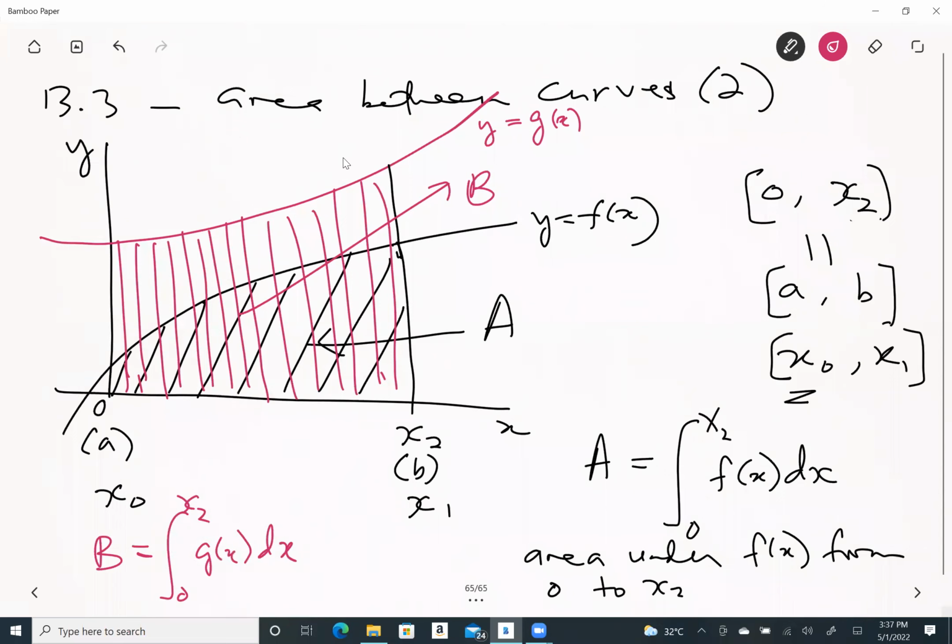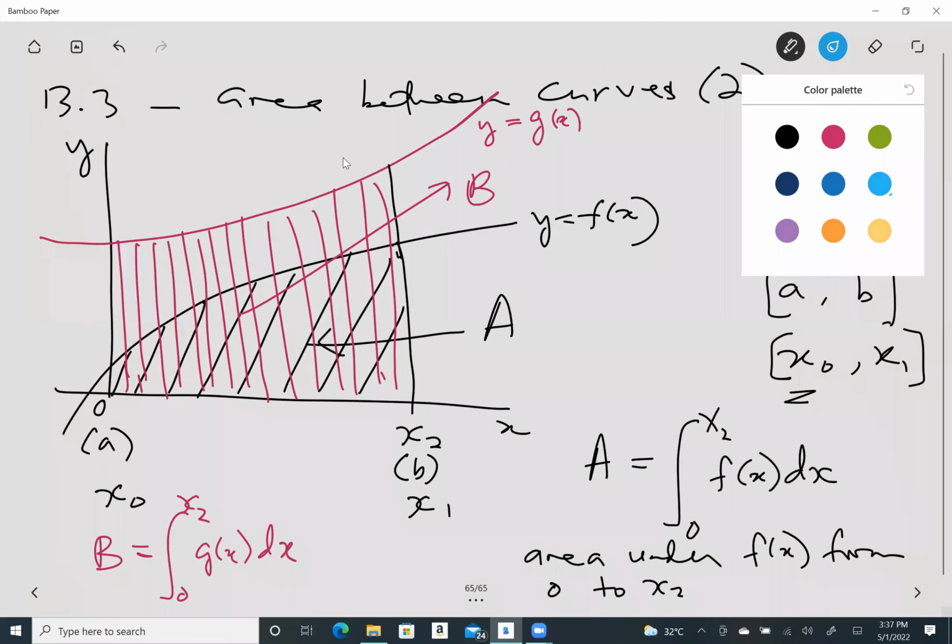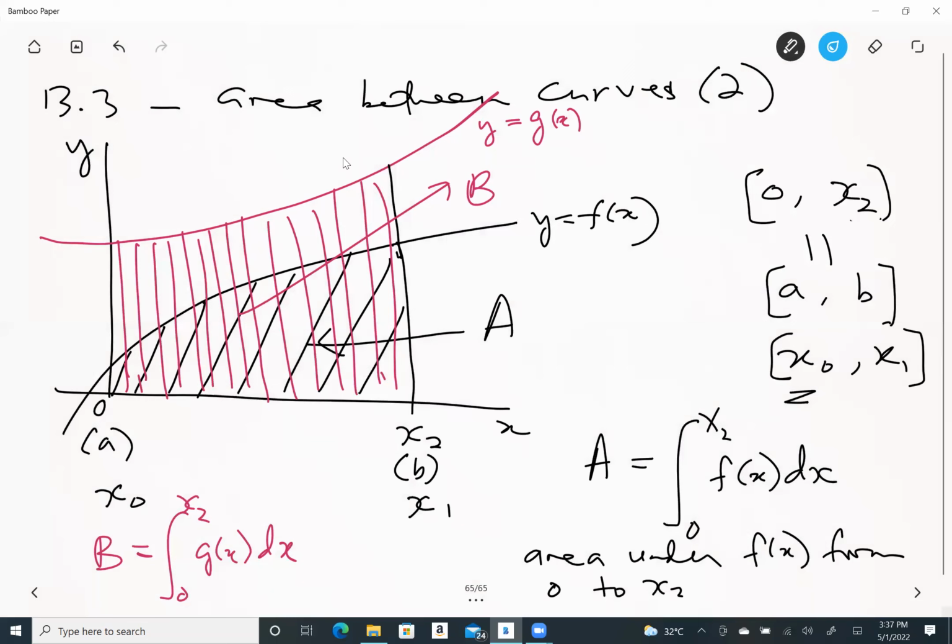So the area under a curve is the area between the curve and the x-axis. Now, suppose I want to find something between A and B. I just want to find this area. I shade it in blue.